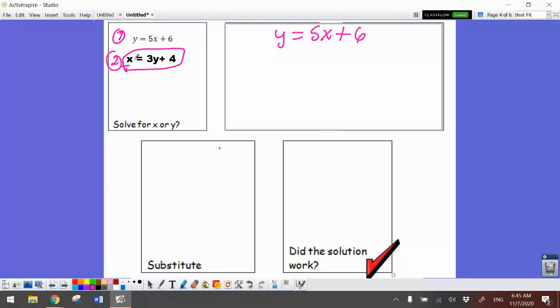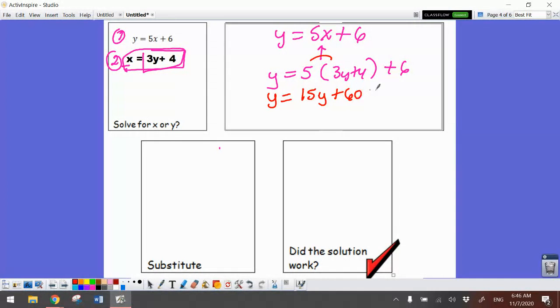Okay, so since this is an x, I know that it's going to go here. Okay, go ahead and distribute and see if you can solve for y. So hit pause. All right, let's see how we did. 5 times 3 is 15y. 5 times 4 is 20. There's plus 6.